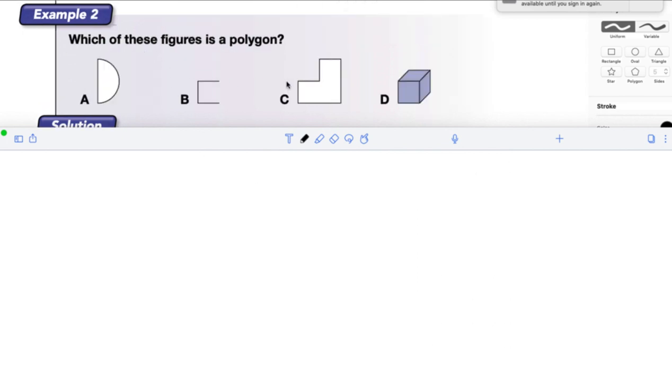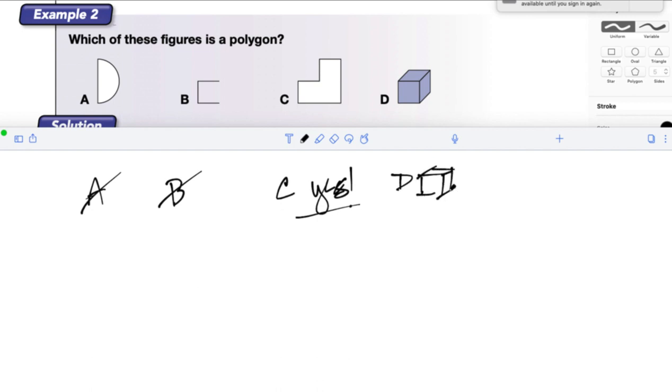Example 2 is asking us to figure out which of these figures is a polygon, and there's only one. A is not a polygon because it doesn't really have all straight sides. B is not a polygon because it's not a closed figure. It's kind of like just opened up. C is a polygon because it's a two-dimensional figure. It's flat, it's closed up, all the sides are straight. And D is not a polygon. This is a three-dimensional figure, and that doesn't work for a polygon.